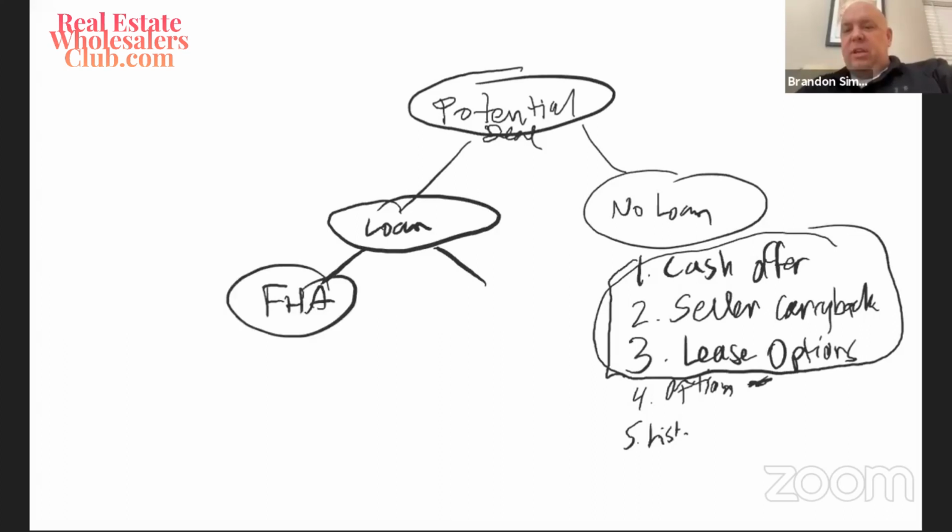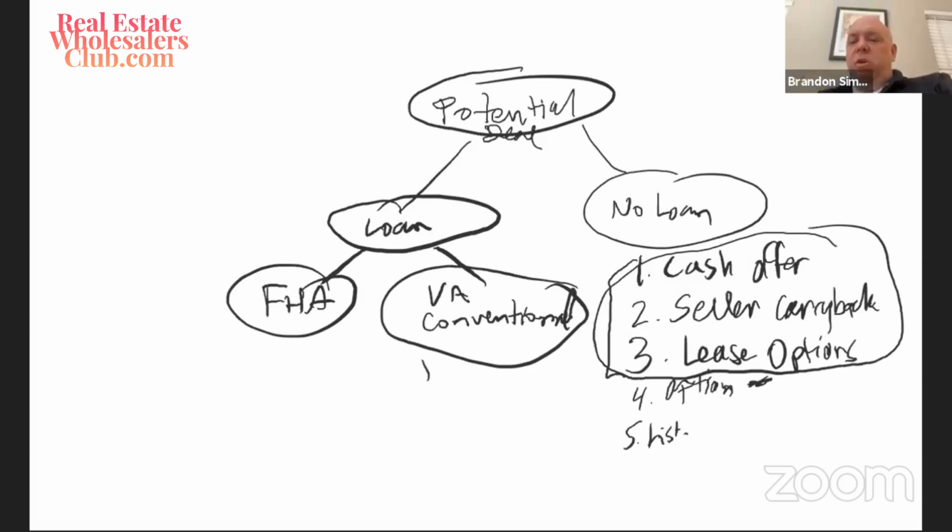So we have FHA loans, and then we have what we call VA or conventional loans. They fall in this other category here. Same thing here, I always want to go for my cash offer first. And then the next thing, a lot of people have probably heard the term sub 2. Sub 2 means subject to the existing financing. We're taking over that house, or taking over the loan, subject to the existing financing.